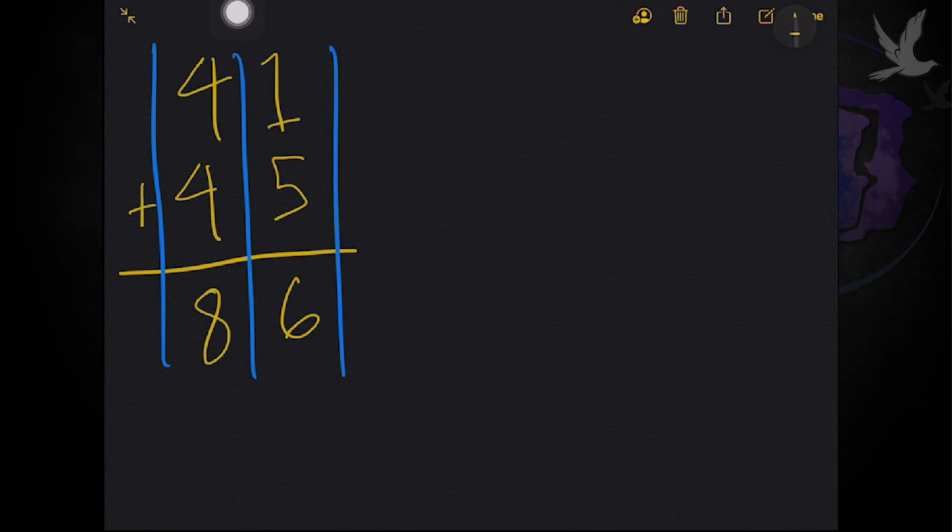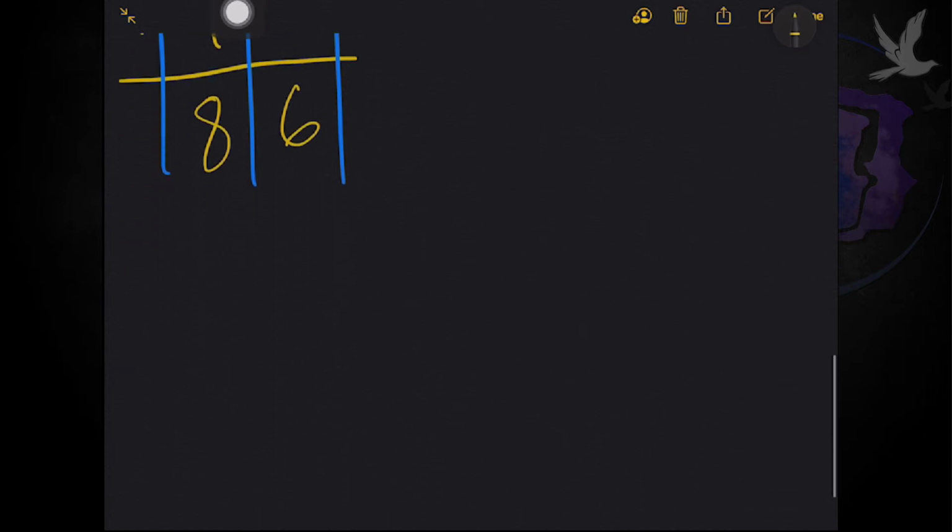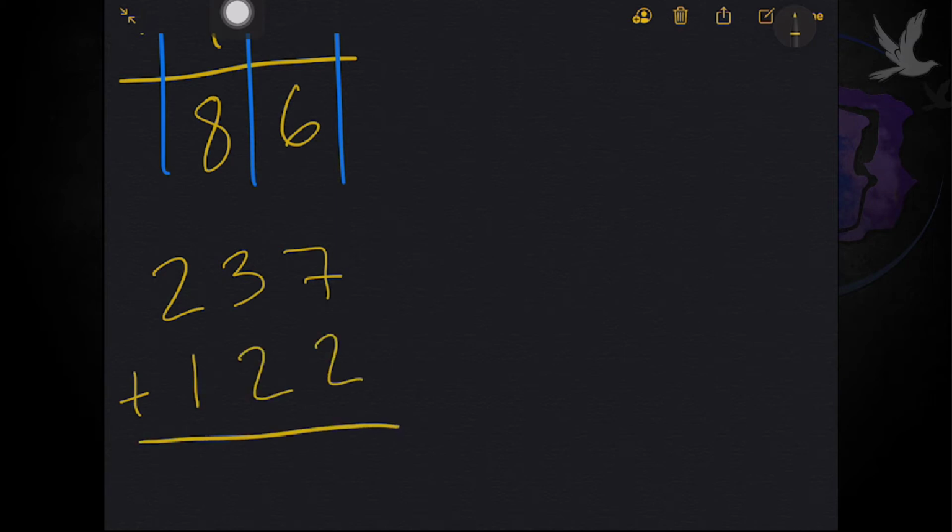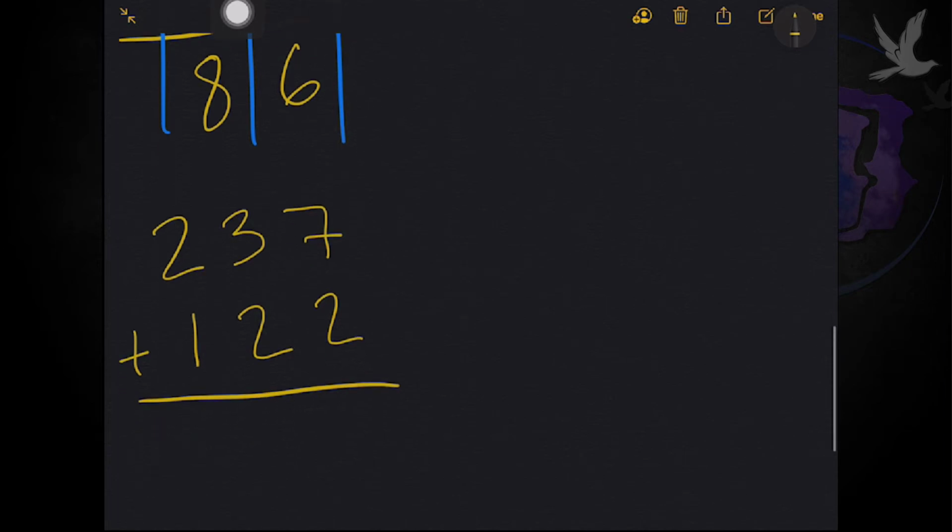Okay? So even if it goes over, let's say we have 237 plus 122. Adding the numbers, again, according to their place value. That's how we always do it.